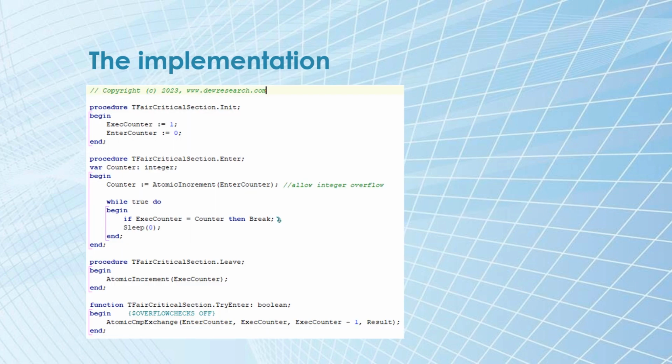Here we have an example of the implementation of the fair critical section, and the main key point here is 2 counters. Every time a thread enters, it reserves the index which is determined with the enter counter.